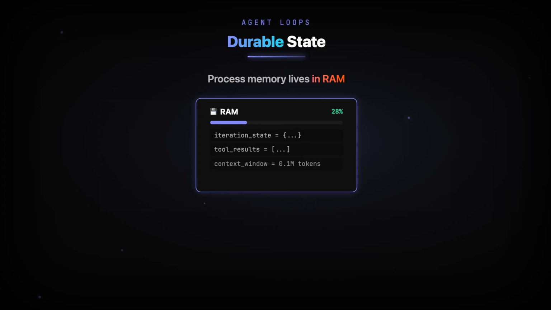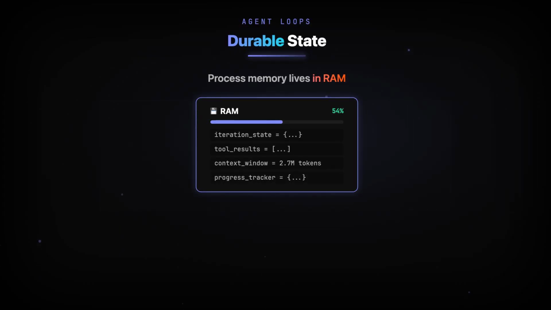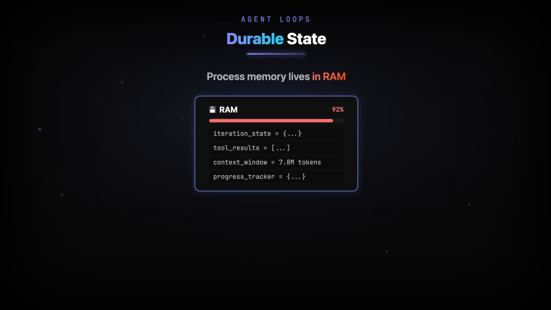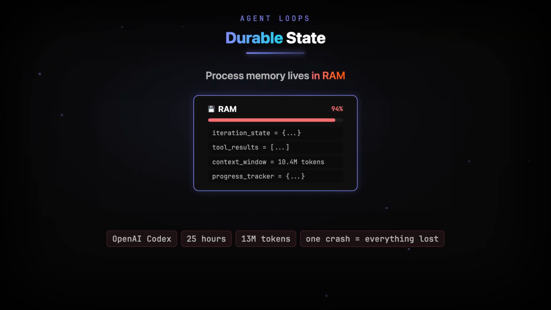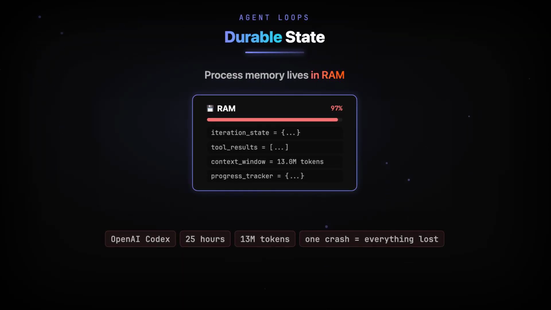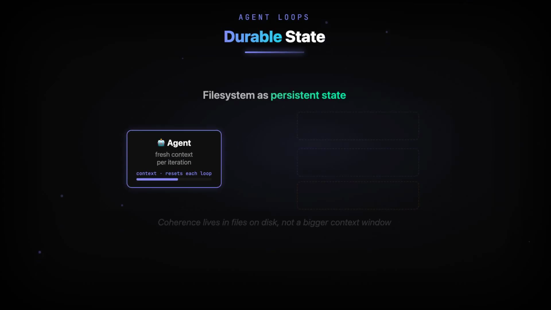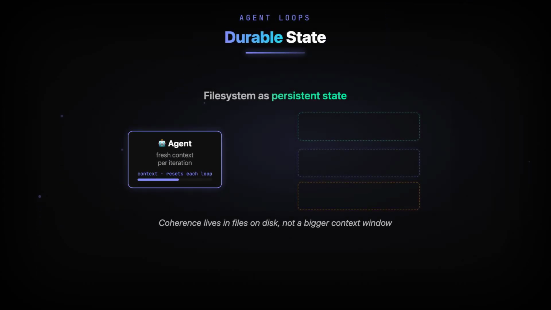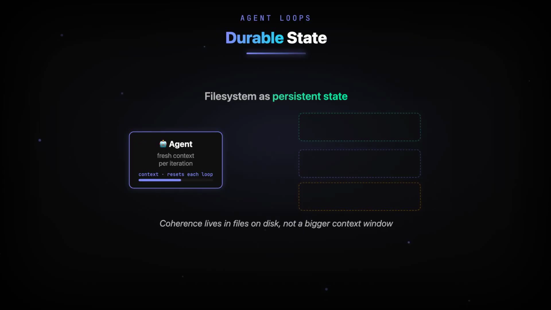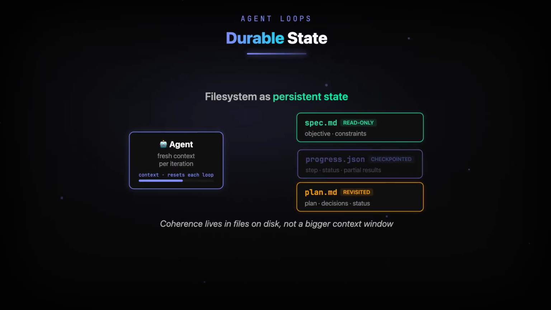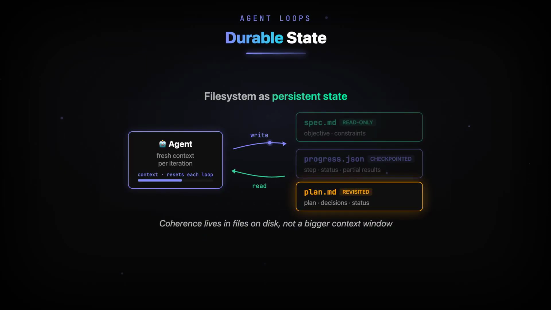Your loop's working state, tool call history, partial results, current plan position, lives in RAM. RAM is ephemeral. For a 30-second loop, that's fine. For a 25-hour loop, OpenAI's Codex ran for 25 hours. 13 million tokens, 30,000 lines of code. Losing RAM state is catastrophic. But here is the insight that longer context windows don't solve. Long horizon coherence doesn't come from fitting everything in one context. It comes from writing spec, plan, constraints, and status to files the agent revisits each iteration.